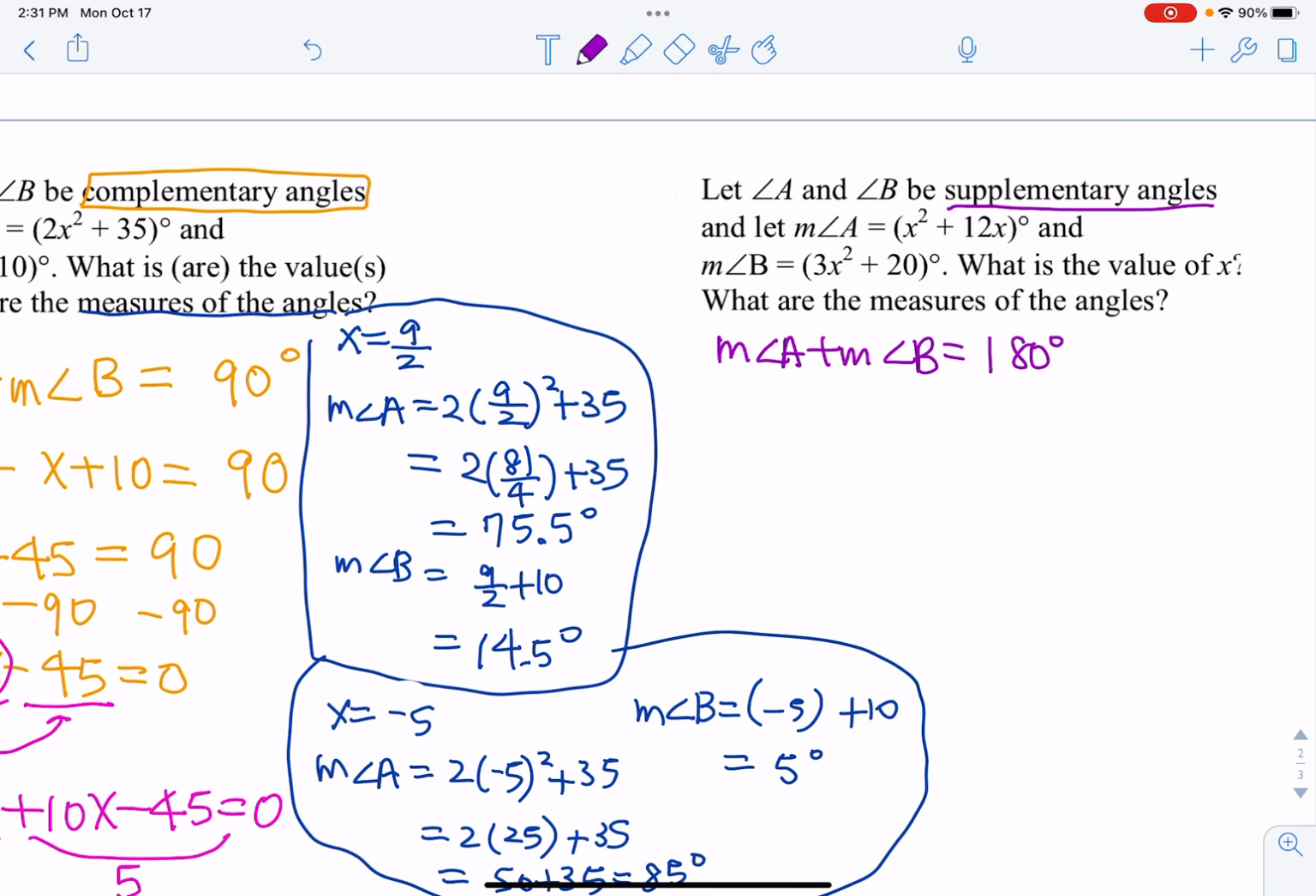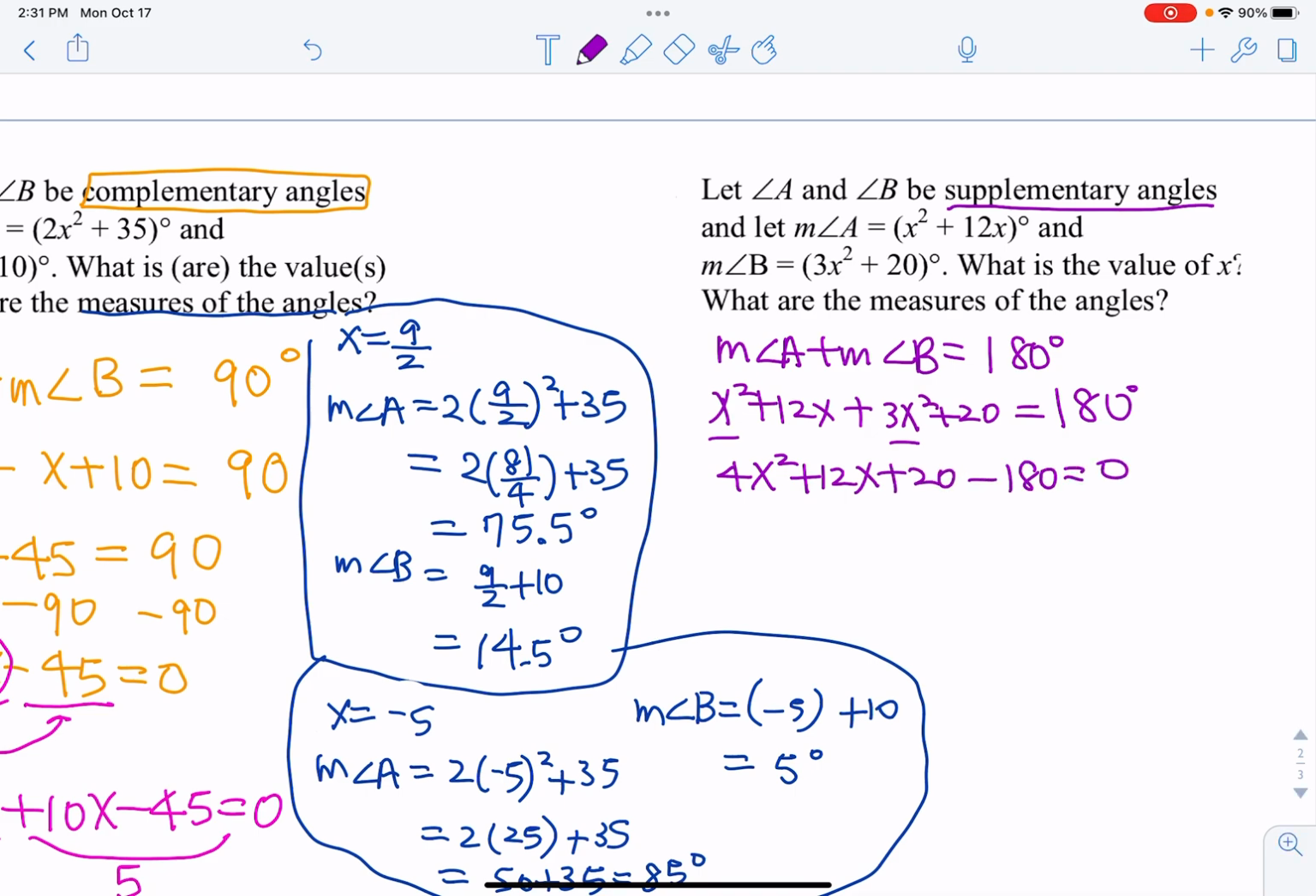So substitute the major angle A and B with the given expressions: x squared plus 12x plus 3x squared plus 20 equal to 180. Then simplify: 4x squared plus 12x plus 20, subtract 180, equal to 0. So 4x squared plus 12x minus 160 equal to 0. Since this is an equation, I can divide by 4 on both sides to make it simpler. So x squared plus 3x minus 40 equal to 0.